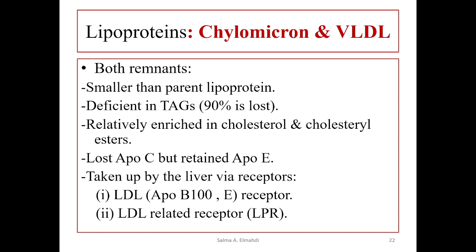Because of hydrolysis, ApoC will be lost, but ApoE will still be present. This makes the remnants of both chylomicron and VLDL be taken up by the liver via the LDL receptor and the LDL receptor-related protein, LRP.